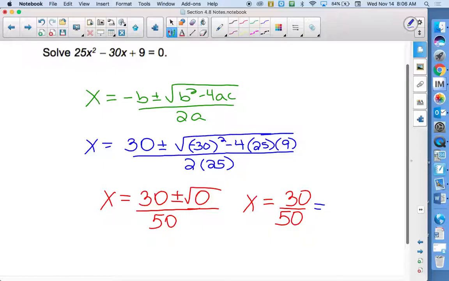It's nothing there. We wouldn't want to write that value. Does that reduce at all? To 3/5. So here's a case where we have one solution, and that one solution is 3/5. And that's because we got a square root of 0 underneath. Any questions with that second example?